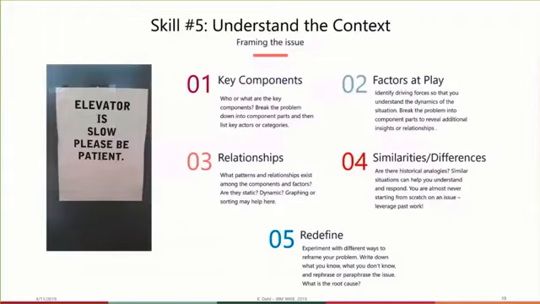Now you can start to look at relationships. What patterns and relationships exist among different components and factors? Are they static? Are they dynamic? In the case of doing a threat hunt investigation, graph databases may often help here to visualize different relationships among entities. Then similarities and differences: are there historical analogies that you can fall back on? Have you seen similar patterns, behaviors, or situations in a different context or a different experience? Can you pull from that?